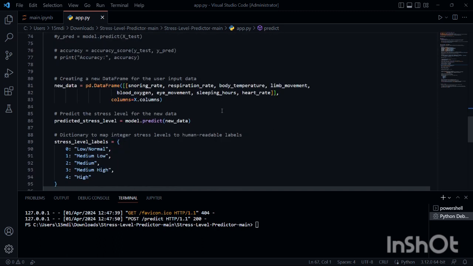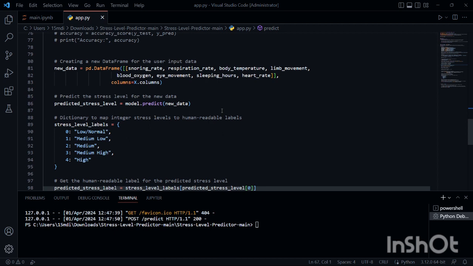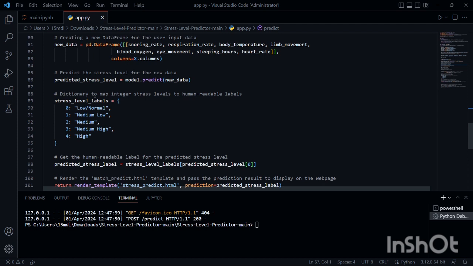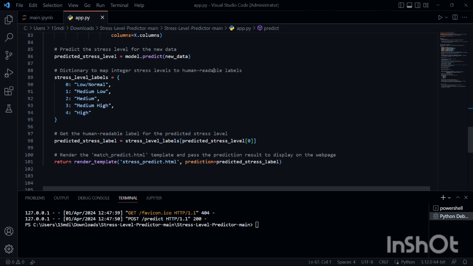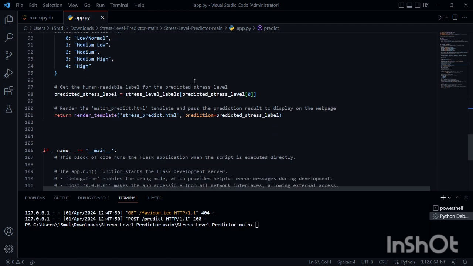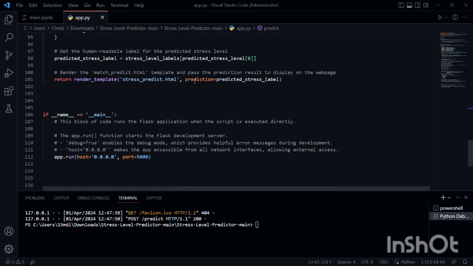Here we create a new data frame from the user input, and predict the stress level for the new data. Then there is a mapping of integer stress levels to human readable labels. The labels are low, normal, medium, high, and very high. We get the human readable label for the predicted stress level, and render the HTML template with the prediction result to display on the web page.